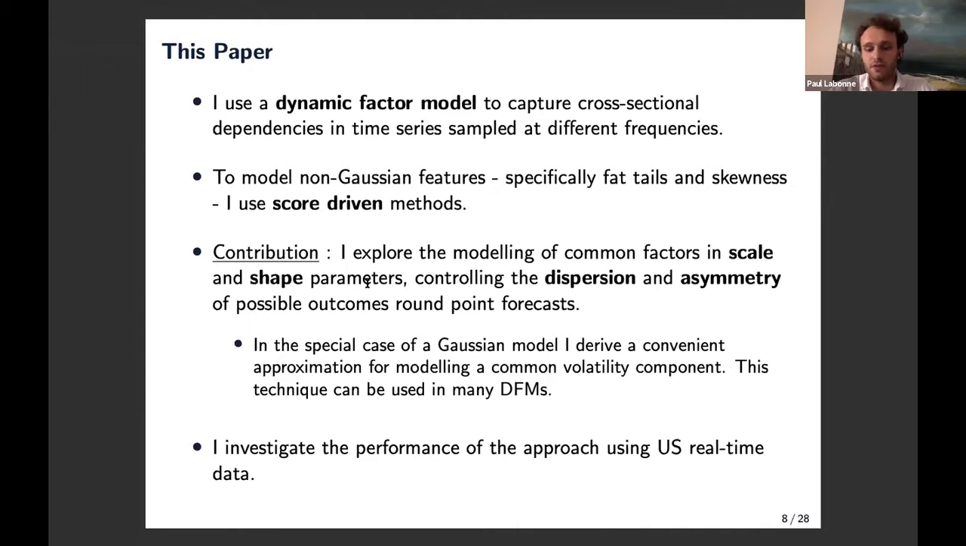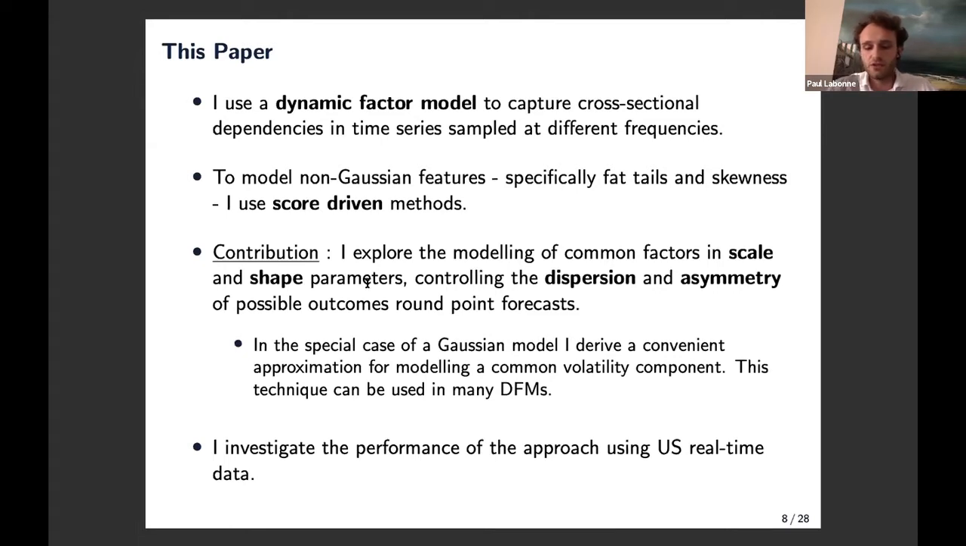Score-driven methods are very similar to Kalman filtering methods, but the idea is that we set a predictive model for the data, and conditional on this model, the data can come from any type of distribution. So we are not constrained to the normal distribution. And the main contribution I'm making here is that I'm exploring the benefit of modeling a common factor, not only in the location or conditional mean, like it's typically done, but also in the scale and shape parameters of the data.